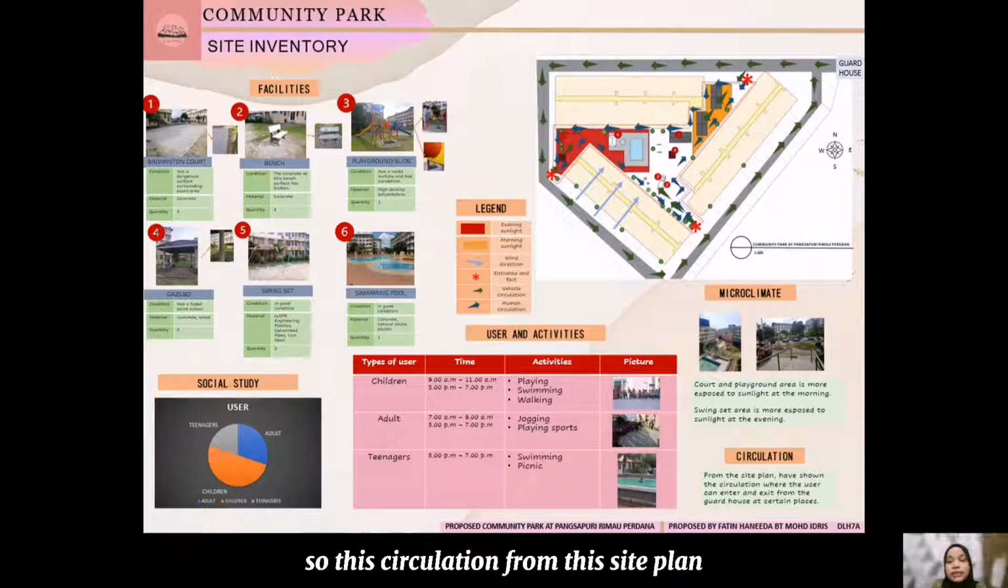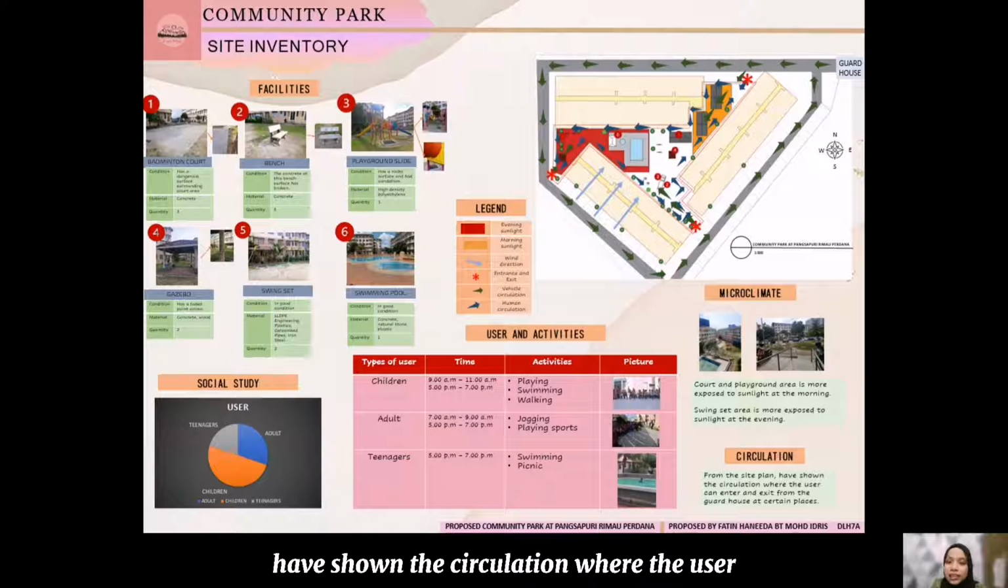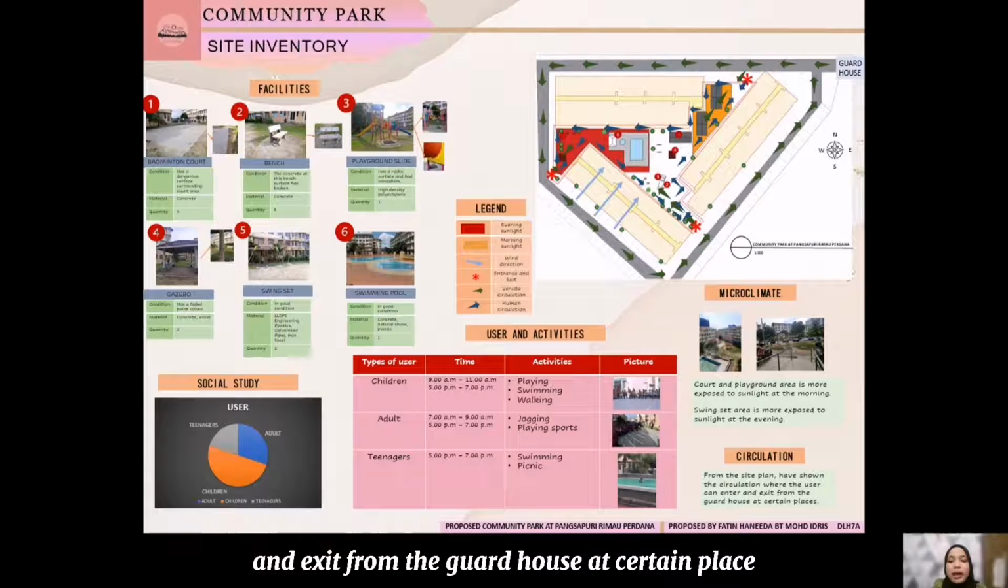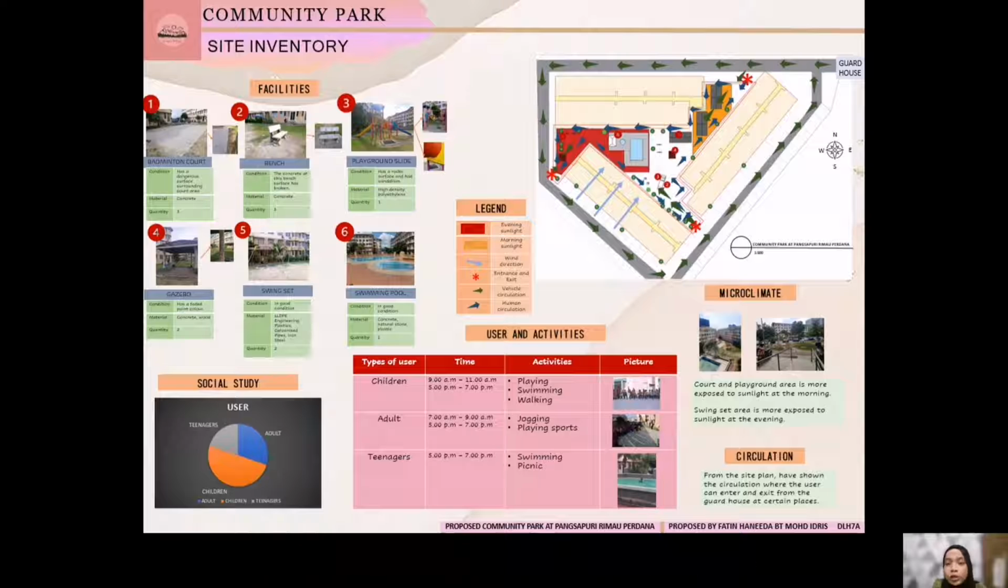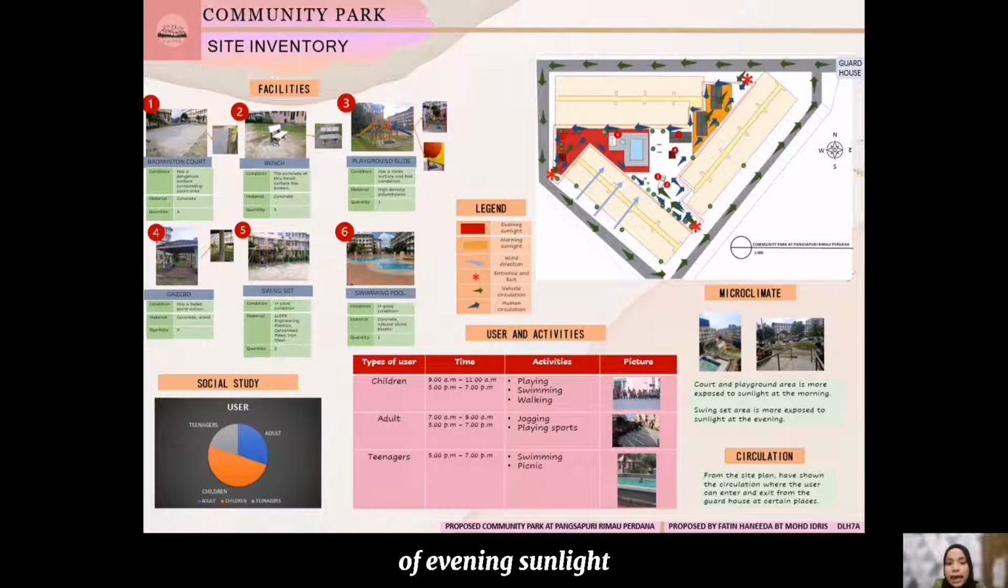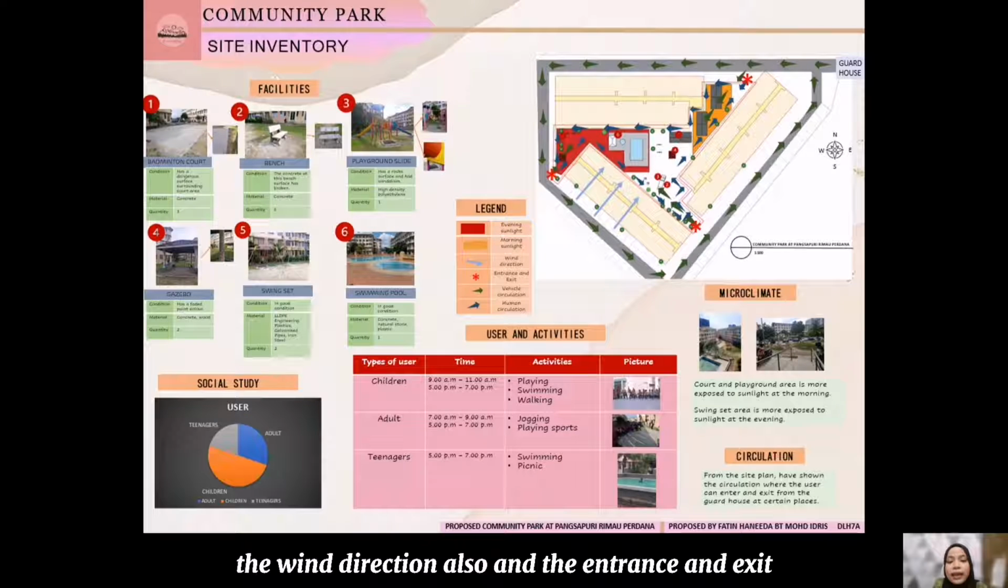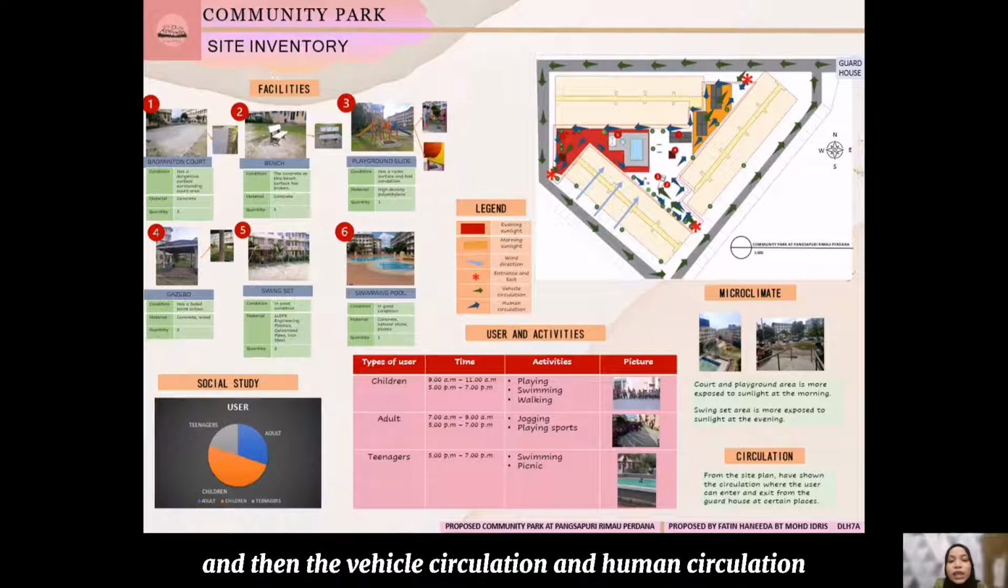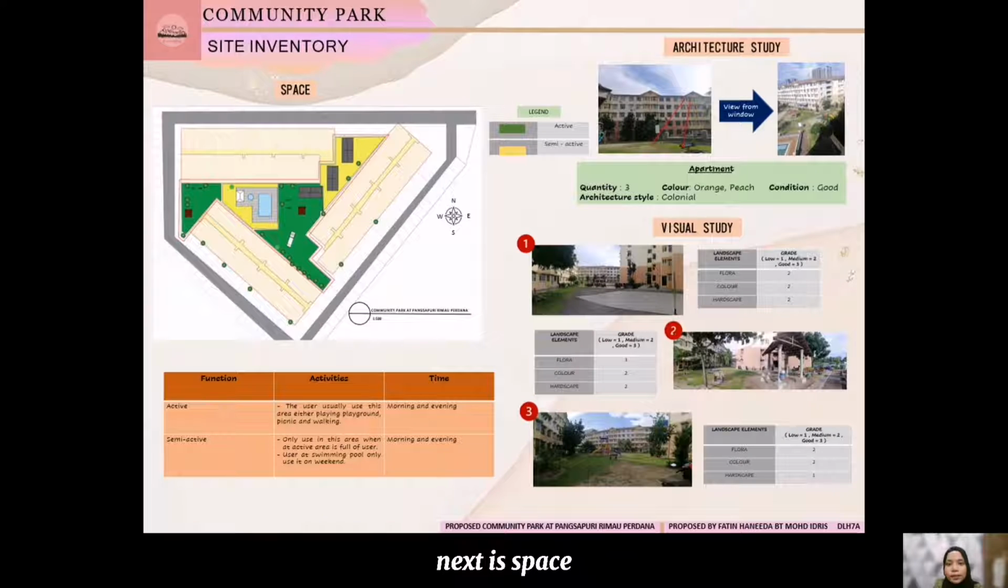So the circulation from the site plan shows where the user can enter and exit from the guardhouse at certain places. So this site plan can show the microclimate of evening sunlight and morning sunlight. It has shown the wind direction also, and the entrance and exit, and then the vehicle circulation and human circulation. Next is space. So the table shows the active function at certain places in this site.